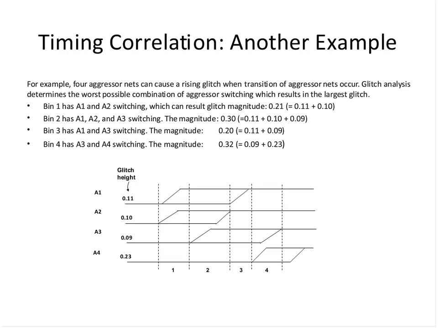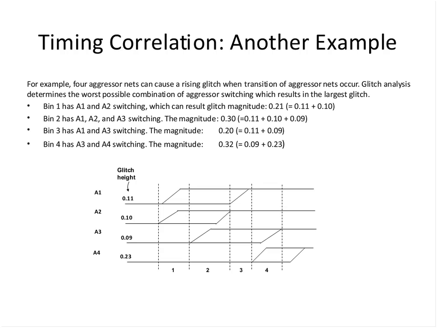So consider the region 1. The region 1 has both A1 and A2 sitting. So the maximum value of glitch would be 0.11 plus 0.1, it is 0.21. The region 2 has all the three of them switching, so the magnitude is 0.11 plus 0.1 plus 0.09, it is 0.3. Between 3 and 4, only A3 is switching, so 0.2. Between 4, both A3 and A4 are switching, so it's 0.32.